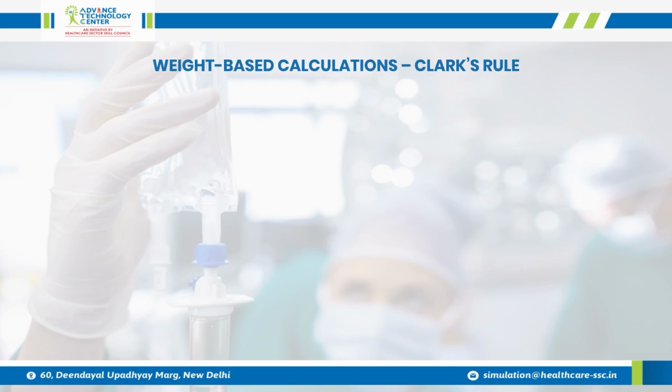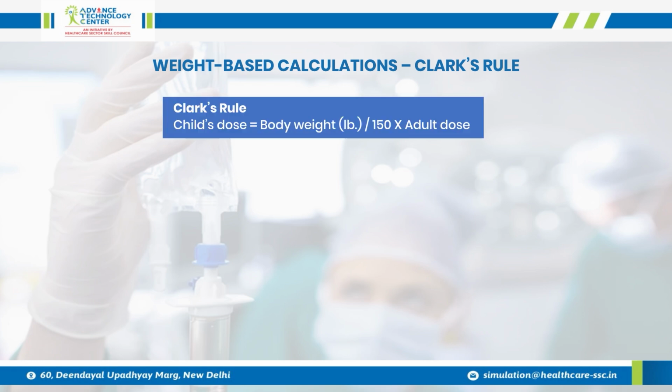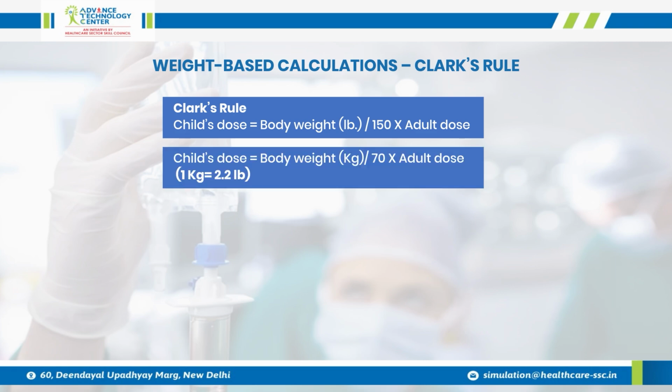Weight-based calculations: Clark's rule. Now, let's look at Clark's rule, which calculates a child's dose using body weight. If the weight is in pounds, the formula is child's dose equals body weight in pounds divided by 150, multiplied by the adult dose. If the weight is in kilograms, use child's dose equals body weight in kilograms divided by 70, multiplied by the adult dose.